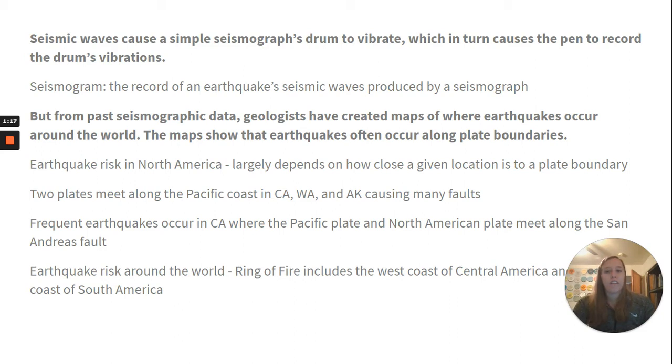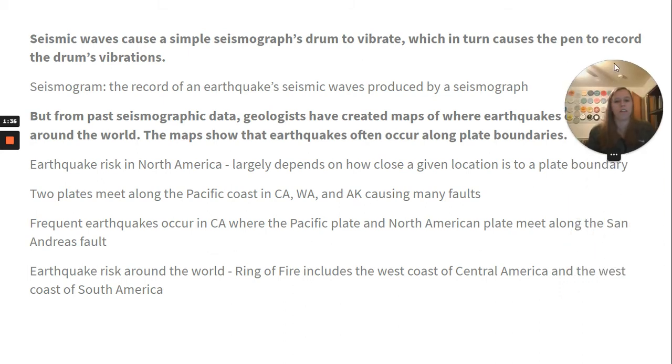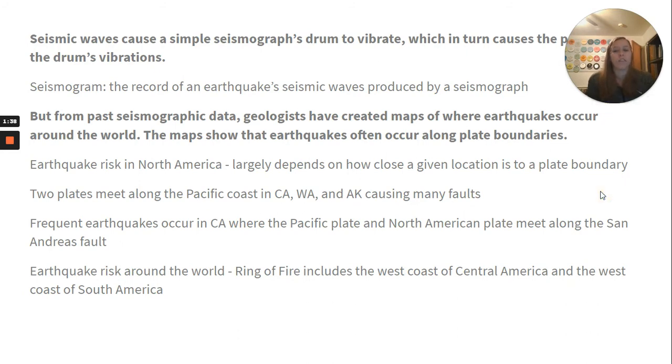But from past seismographic data, geologists have created maps of where earthquakes occur around the world. The maps show that earthquakes often occur along plate boundaries. Earthquake risk in North America largely depends on how close a given location is to a plate boundary. So 2 plates meet along the Pacific coast in California, Washington, and Alaska, causing many faults. Frequent earthquakes occur in California where the Pacific plate and North American plate meet along the San Andreas Fault. A movie about that is called San Andreas. It shows a huge earthquake along the San Andreas Fault.